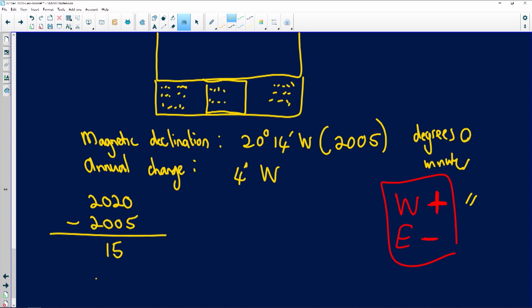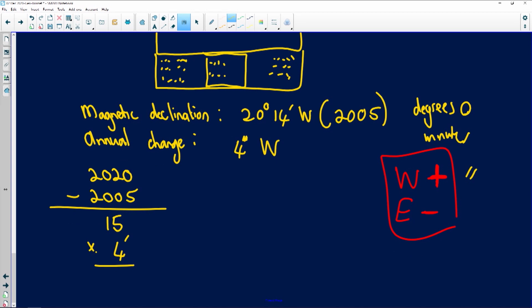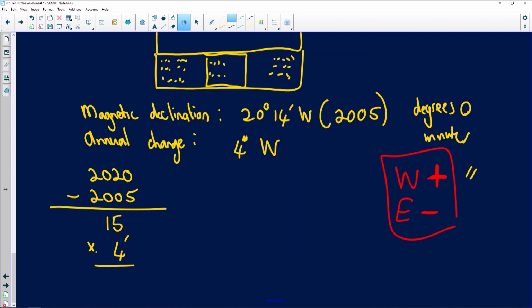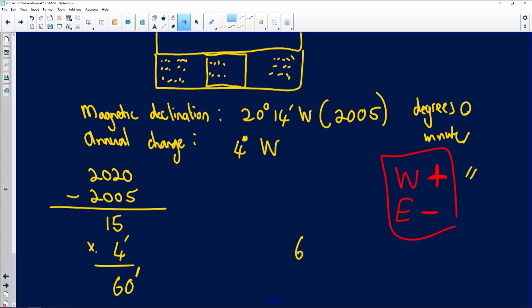Now, what do we times it with? Times it with 4. Am I correct? Now, what is that? That's minutes. 15 times 4, you get out your calculator. 15 times 4 gives me 60. This is interesting. Gives me 60 minutes. Grade 12s, we don't talk about 60 minutes, do we? No. What do we talk about? We talk about 1 hour. 60 minutes equals 1 degree.